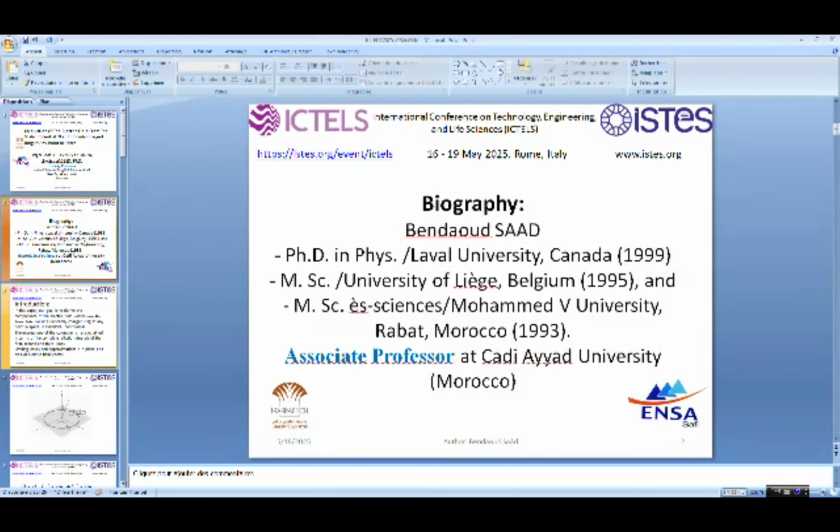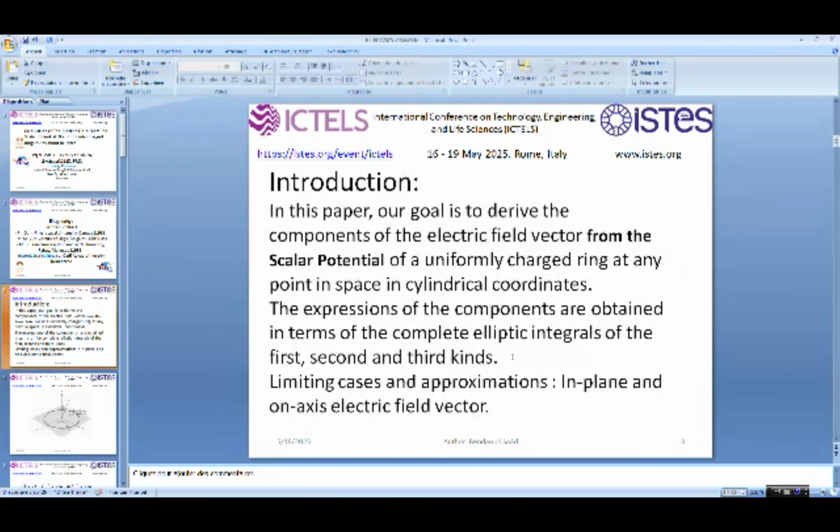And the goal of my presentation is to calculate the electric field vector from the electric potential of a uniformly charged ring at any point in space in cylindrical coordinates. The expressions of the components are obtained in terms of the complete elliptic integrals of the first, second, and third kinds.